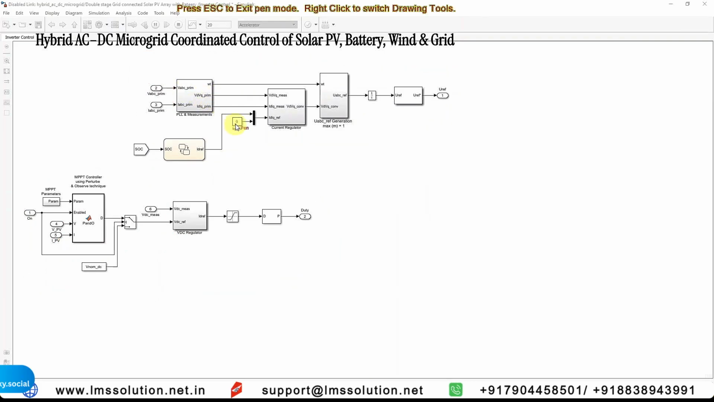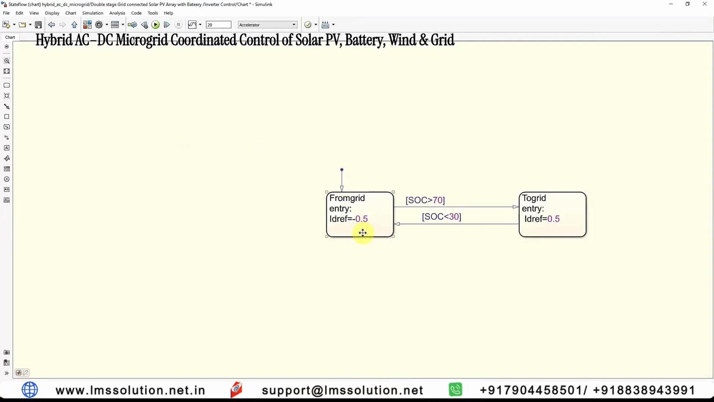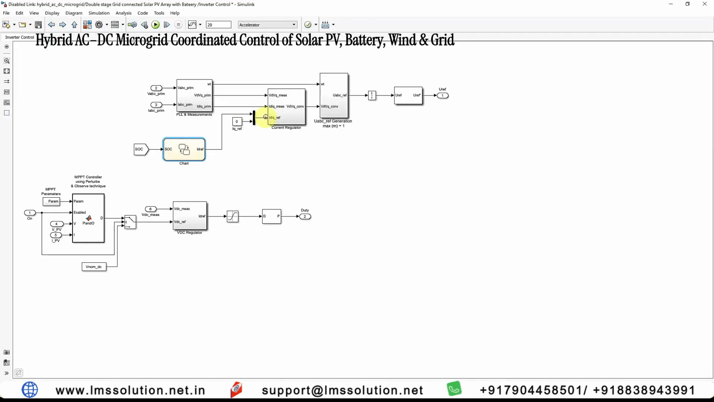This reference current is generated based upon the SoC of the battery. Here we have created two logics. When SoC is less than 30%, we are taking power from the grid. When SoC is greater than 70%, we are going to provide power to the grid. These are the two logics we created. Based upon this logic, the reference current is fixed here. And then we process it via the current regulator, and then we generate the control signal based upon that DQ, that means after the current controller.